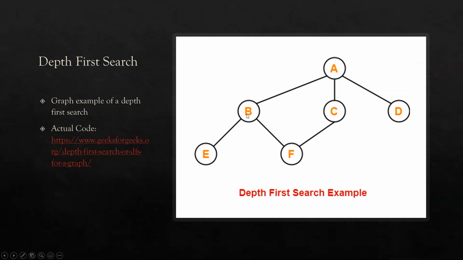I do want to note that when you hit B, the reason why we go to E is because while it is connected to A, you have to make sure you mark off A here. So then you'd only be considering E in this case. That's the approach for depth search. If you want to look at some actual code, I have provided a link to Geeks for Geeks. I didn't want to include it in here to clutter up the slideshow.